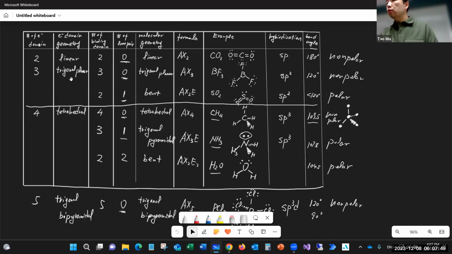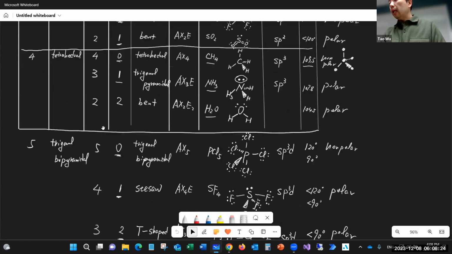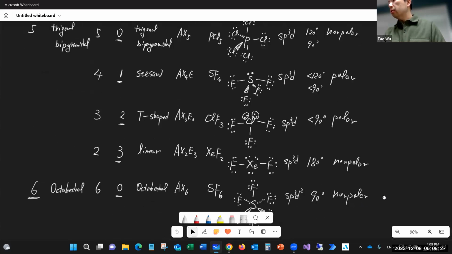If we have a trigonal planar structure, in most cases, if there are no lone pairs, the molecule is nonpolar. That's why the trigonal planar structure is nonpolar. Tetrahedral is nonpolar. Trigonal bipyramidal is also nonpolar. And the octahedral structure is also nonpolar.